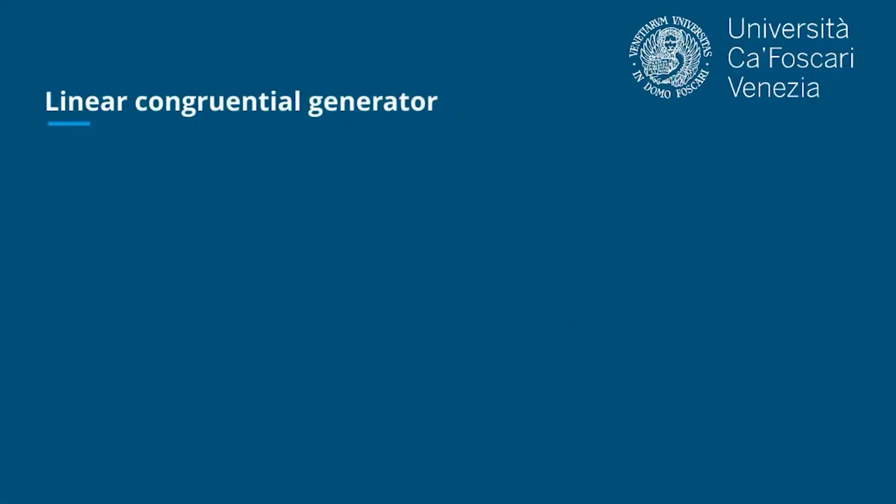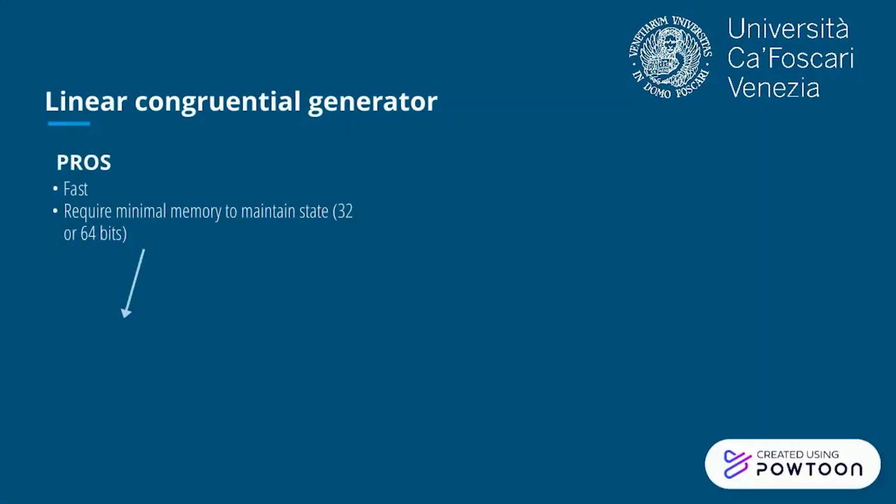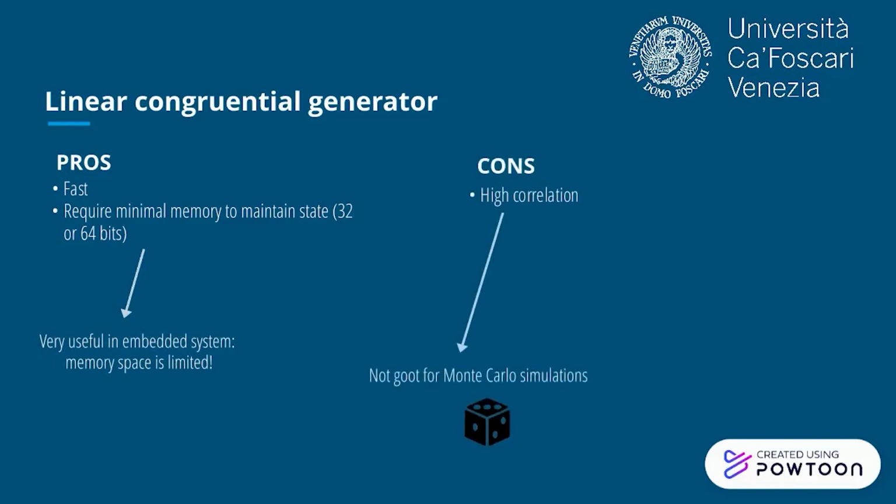LCGs are fast and require minimal memory to maintain state, and are very useful in embedded systems where memory space is limited. The high correlation is not good for Monte Carlo simulations, and they are not suitable for use in cryptography applications.